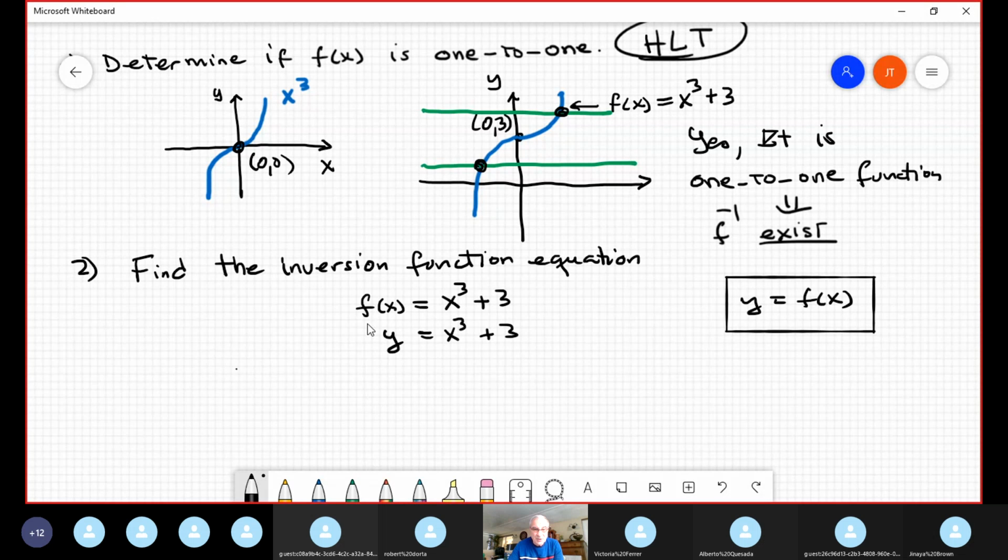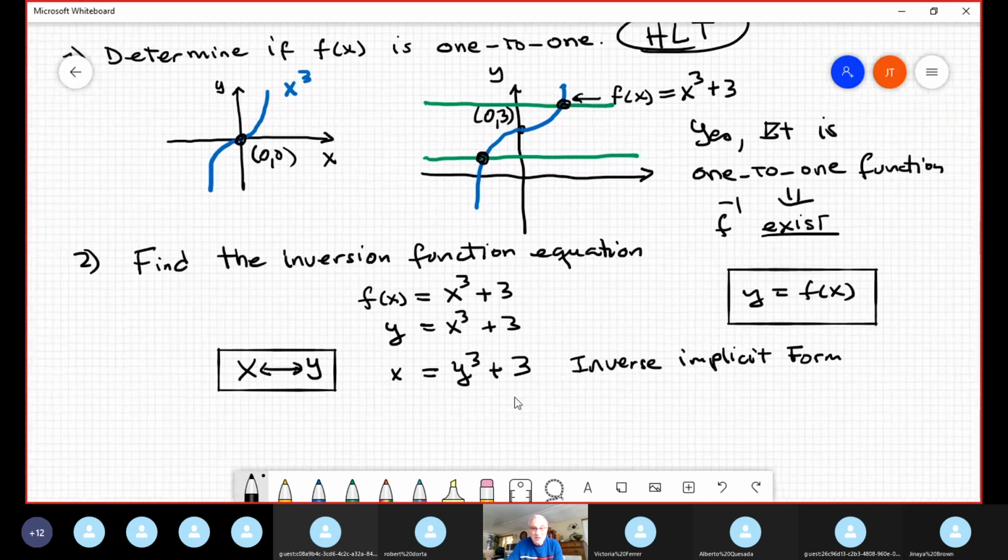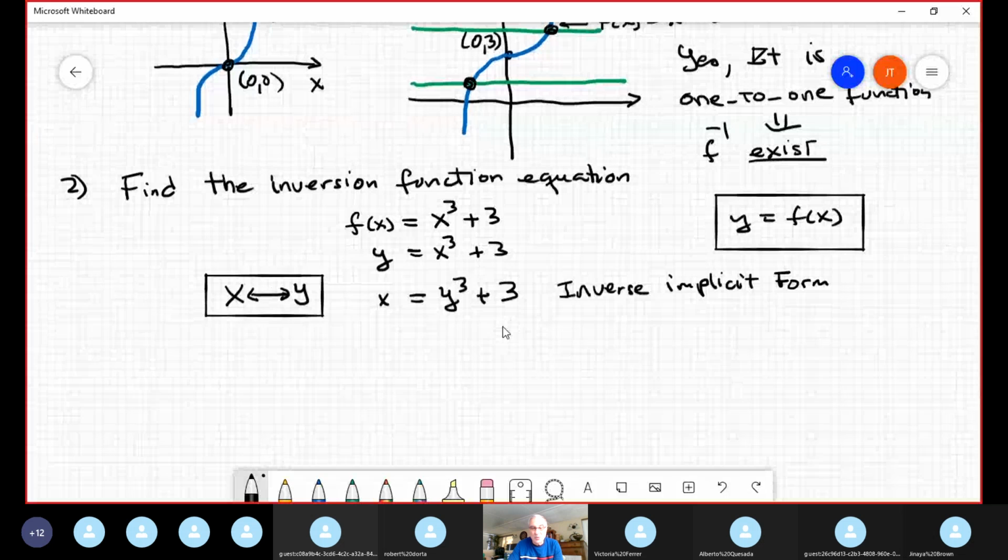And this is now the important moment. Interchange x and y, in order to find the inverse. This is no y anymore, it's x. This is no x anymore, this is y. Okay? So this is the inverse. What's the problem? It's in implicit form. Implicit means the y is not isolated, and it's confusing. I need explicit, when you isolate the y.